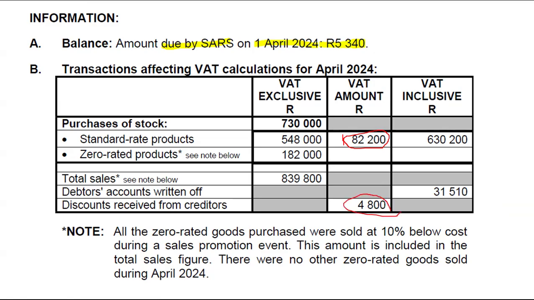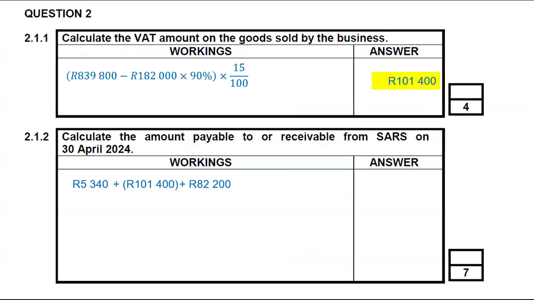This one is easy, so I'm going to start with it. It is basically VAT on discount received from creditors. Note that discount received is income. Therefore, VAT on income is indeed output. VAT on income is VAT output. So we're going to put that 4,800 in brackets.